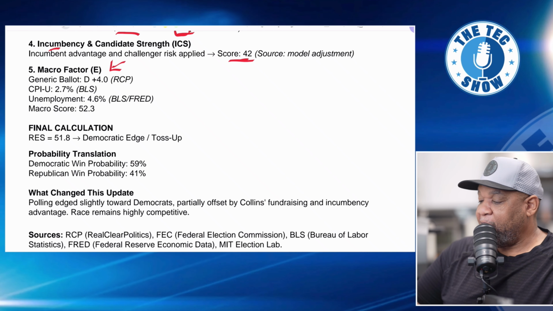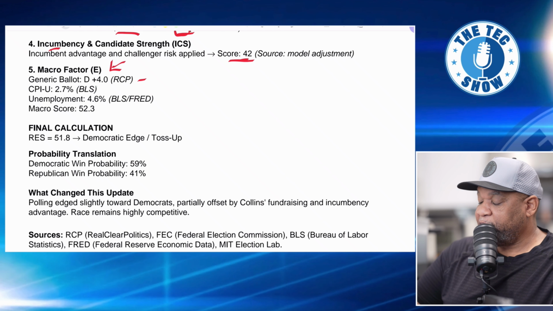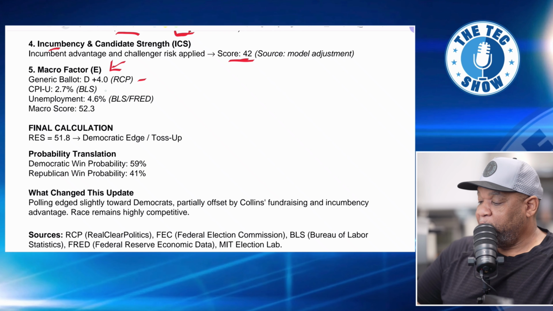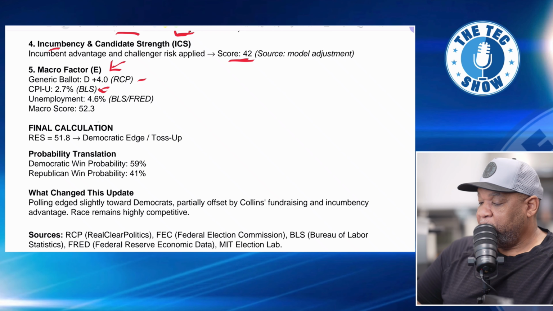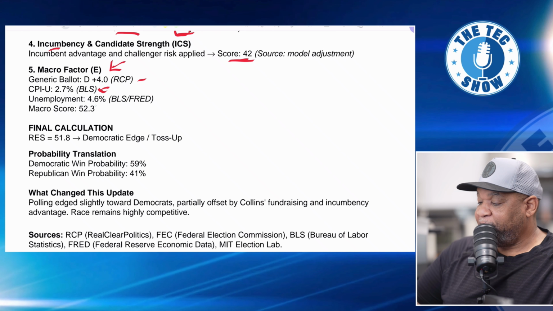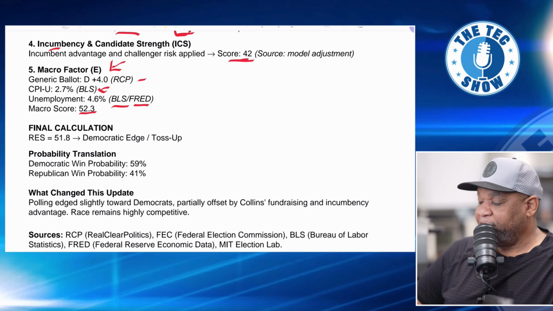Okay, so we look at the macro factors. We're looking at the generic ballot. That's Real Clear Politics. Right now, it's showing Democrats +4. We're looking at CPI, that's inflation. Right now, it's at 2.7. We're looking at unemployment, that's 4.6, and we're getting that from BLS and FRED. And so then we tie that all together with a macro score of 52.3.